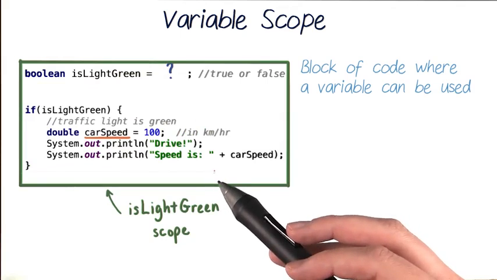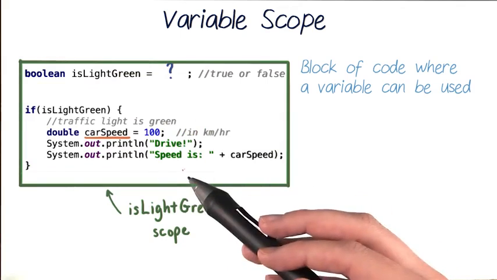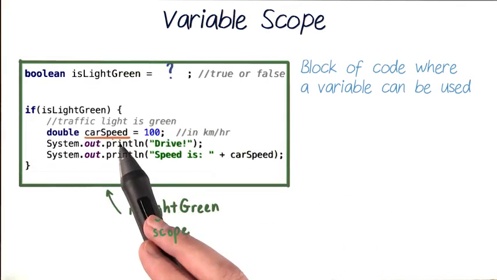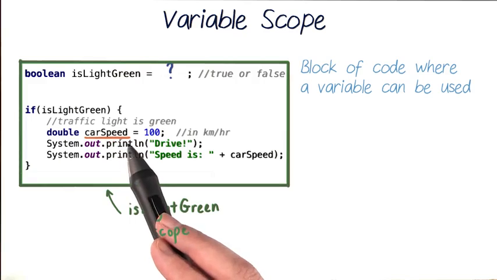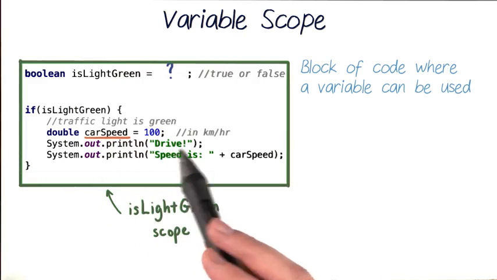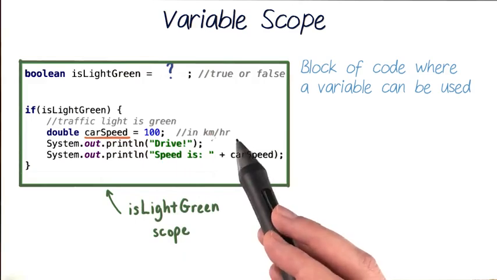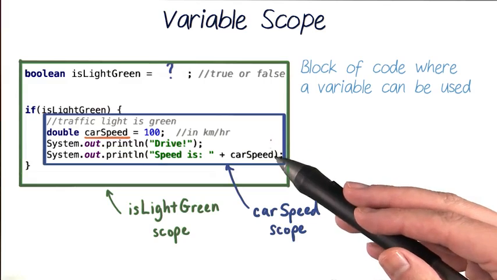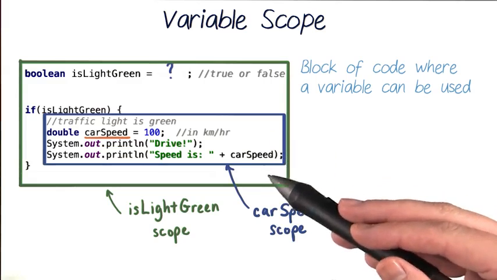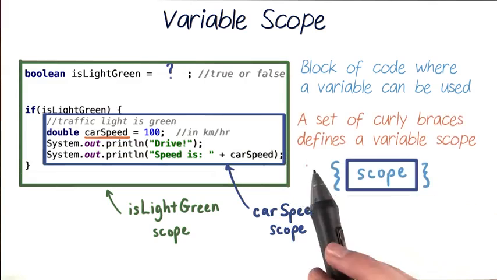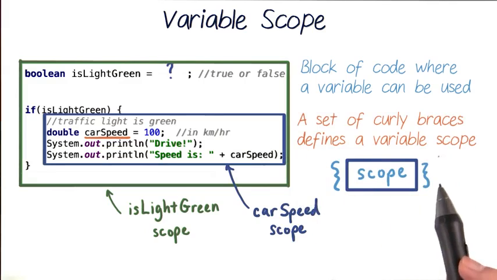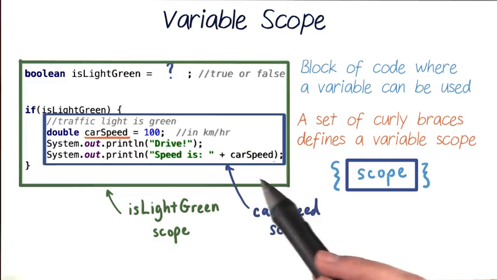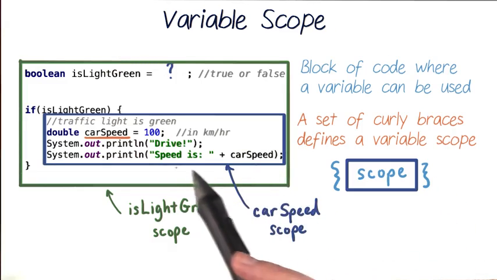But what if we instead declare a variable inside our if statement, inside its curly braces? Like this variable, double carSpeed, that keeps track of our car's speed. Let's set it equal to 100, and this is going to be in kilometers per hour, so that's about 60 miles per hour. Then the scope of our carSpeed variable will only be the code inside these curly braces. In fact, a set of curly braces defines a particular variable scope. So inside this scope, we can use the variable carSpeed, and we are by printing it out.